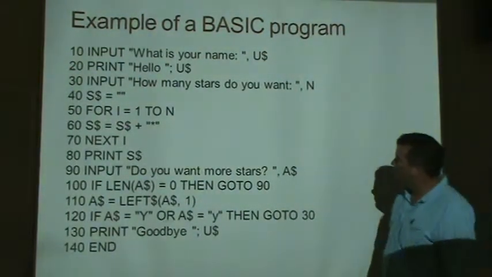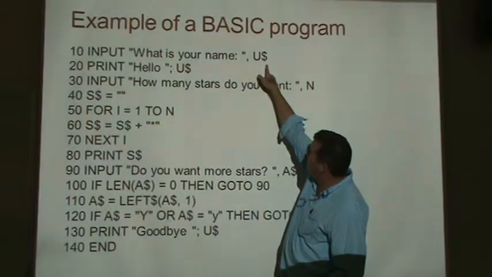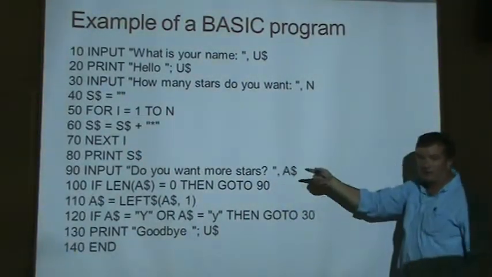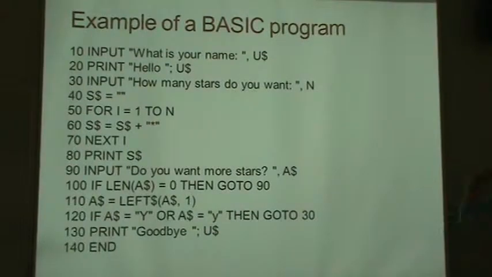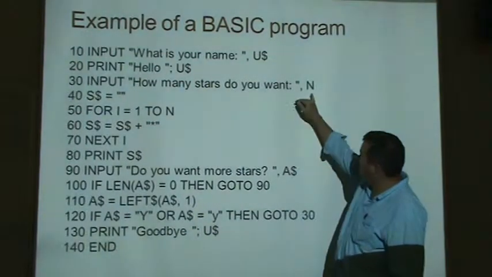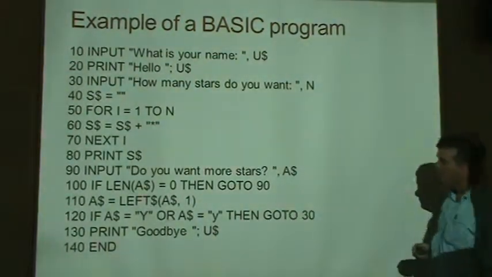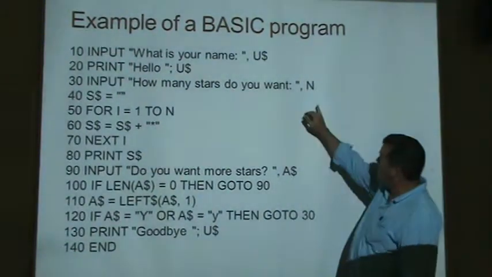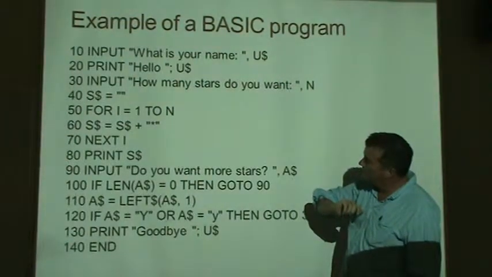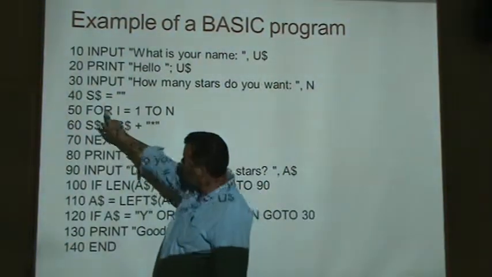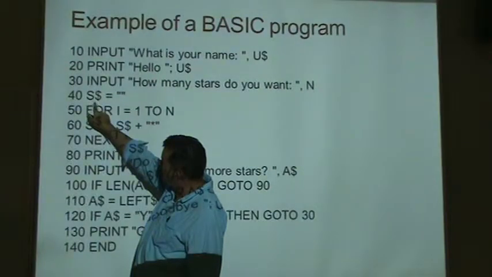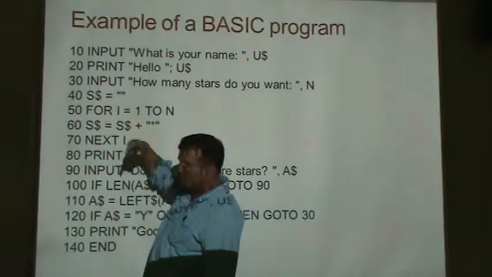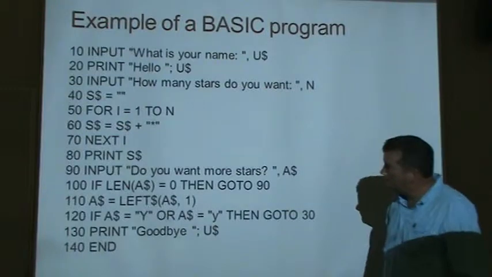A variable followed by a $ means it's a collection of characters, like a person's name. But if you don't have the $, then it's assumed you're going to be giving a number. So you could say, how many stars do you want, and you'll give an answer, and it'll be written into a variable called n. Now we have a string variable, because it has a $, and we say it equals double quote, meaning it's a string of no characters.